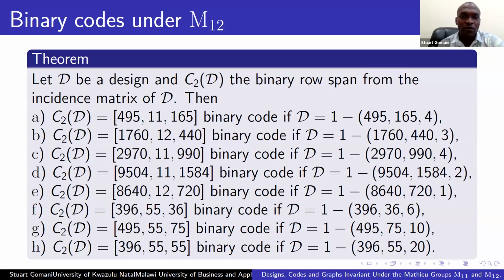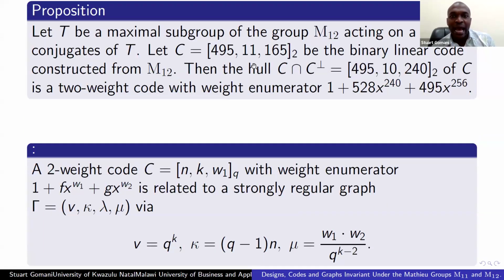But the reason why we have found it necessary to show them in this talk is that if you can focus on the first code, the 11-dimensional code of minimum distance 165, we have managed to construct what is called the hull of that code. And the hull of that code is the intersection of the code with its dual, the C perp. So we take that code, you intersect it with its dual, and what we obtain is a 10-dimensional code of minimum distance 240.